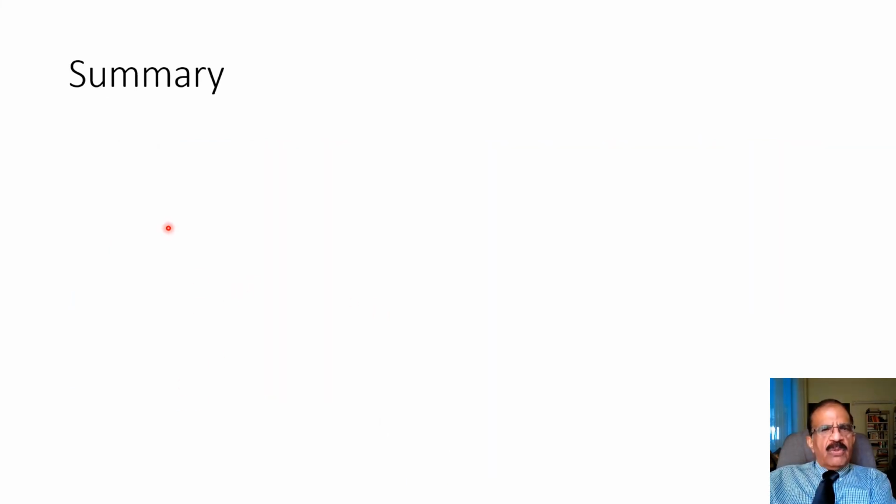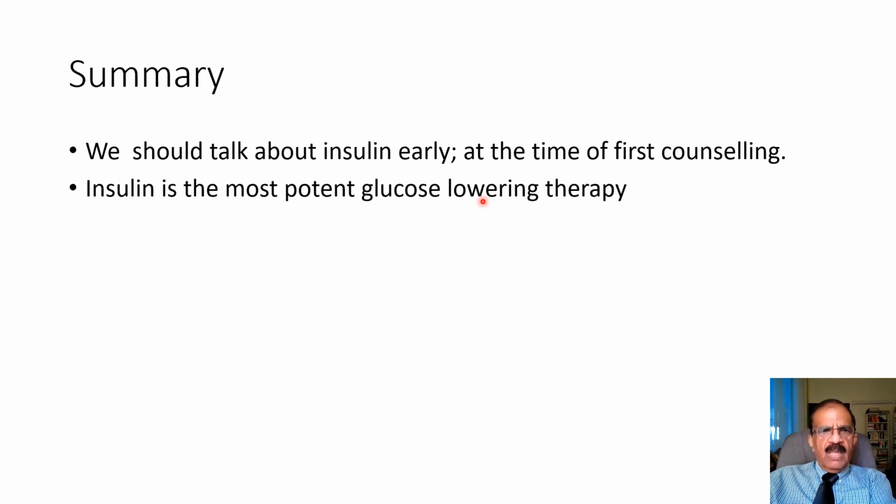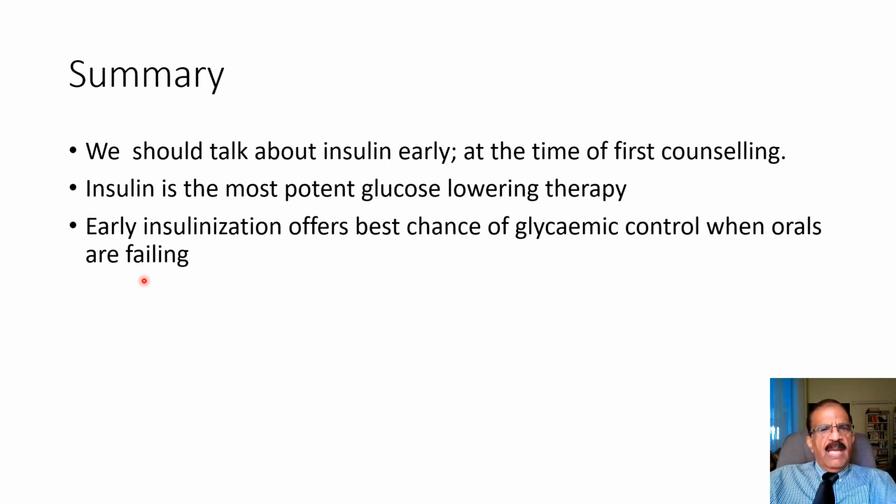Summary. So finally, we're coming to the end of this presentation. We should talk about insulin early, at the time of first counseling, because when we actually need insulin, patients should already be anticipating it. Insulin is the most potent glucose lowering therapy we know so far. Early insulinization offers the best chance of glycemic control when orals are failing. Before you wait for orals to completely fail and the patient stays in a hyperglycemic state for a long time, I think one should start using insulin after 2 agents.